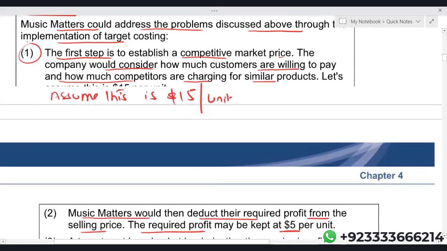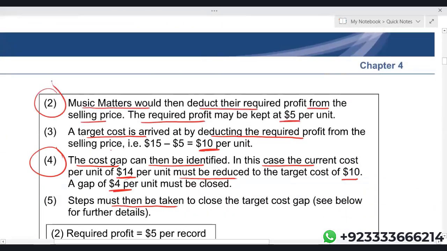Step 1. The first step in target costing is to establish the competitive market price. Obviously, how will you establish the competitive market price? Obviously, through research and surveys. So in target costing, the first step is to establish the competitive price. Step 2, deduct required profit from the selling price. Step 3, get the target cost, which is arrived at by deducting the required profit from the selling price. Step 4, identify the cost gap.